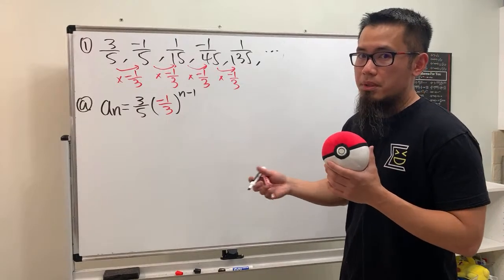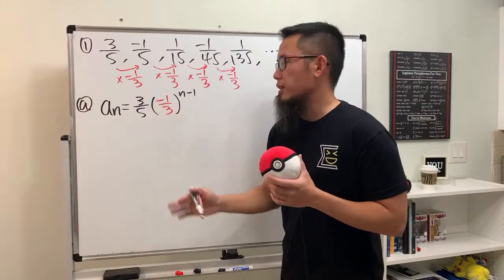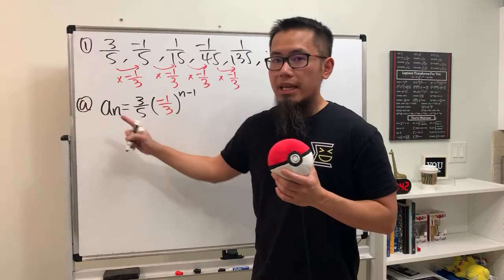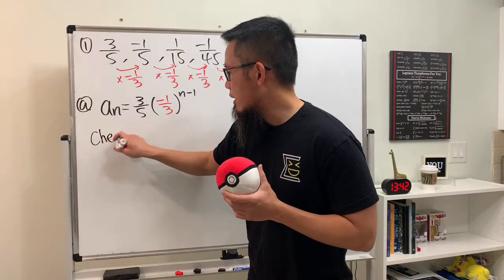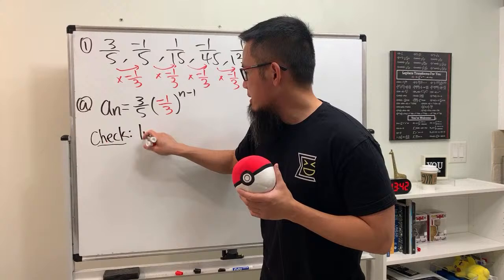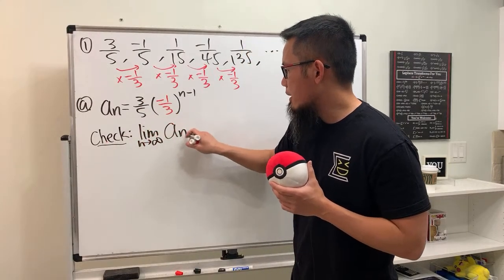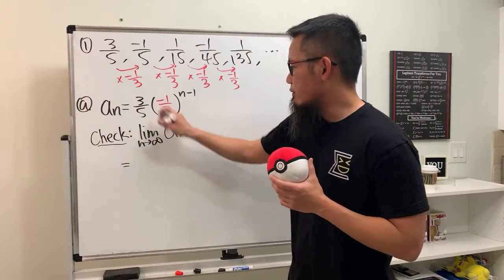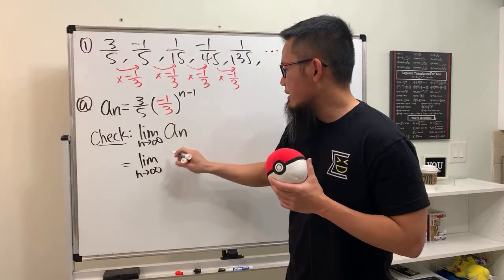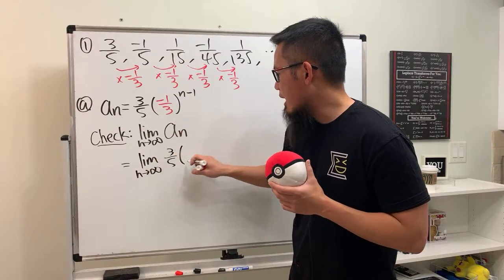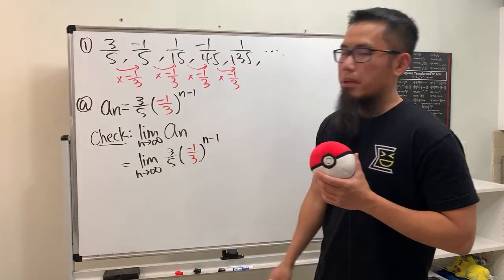It depends on your teacher. Or if you're taking a multiple choice question, maybe you have to simplify and do the algebra for that. But anyway, does a_n converge or not? For this, we always have to check the limit as n goes to infinity of a_n. Because we have the a_n formula right here already, we just do the limit as n goes to infinity of 3/5 times negative 1/3 raised to the n minus 1 power.